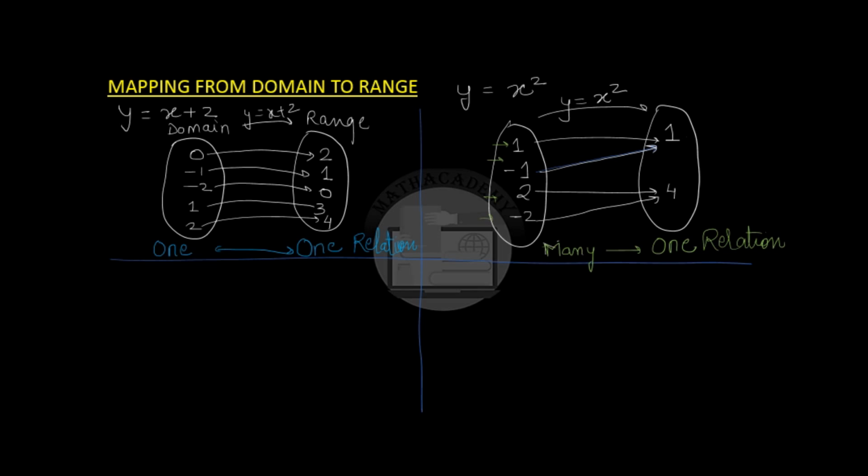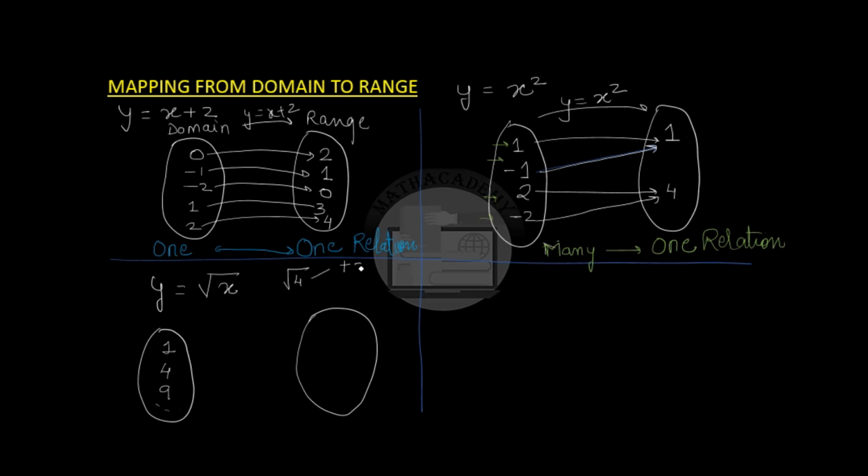Let us see a third example. y is equal to square root of x. Now let us quickly take the values of x, which is our domain. I'll take x as 1, 4, 9 and so on. I'm just taking x as perfect squares so that it's easy to figure out the square roots of those numbers. And we know that for the square root of 4, for example, we get two outputs, either a plus 2 or a minus 2.